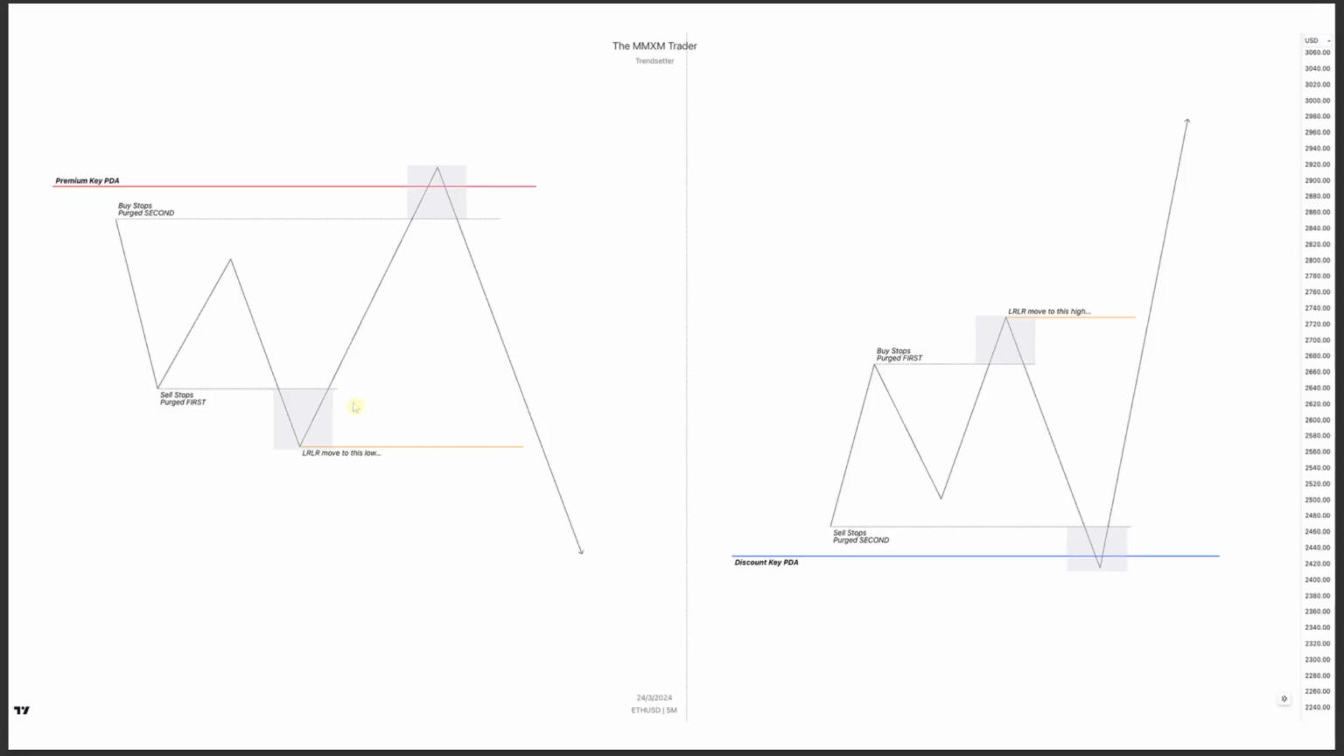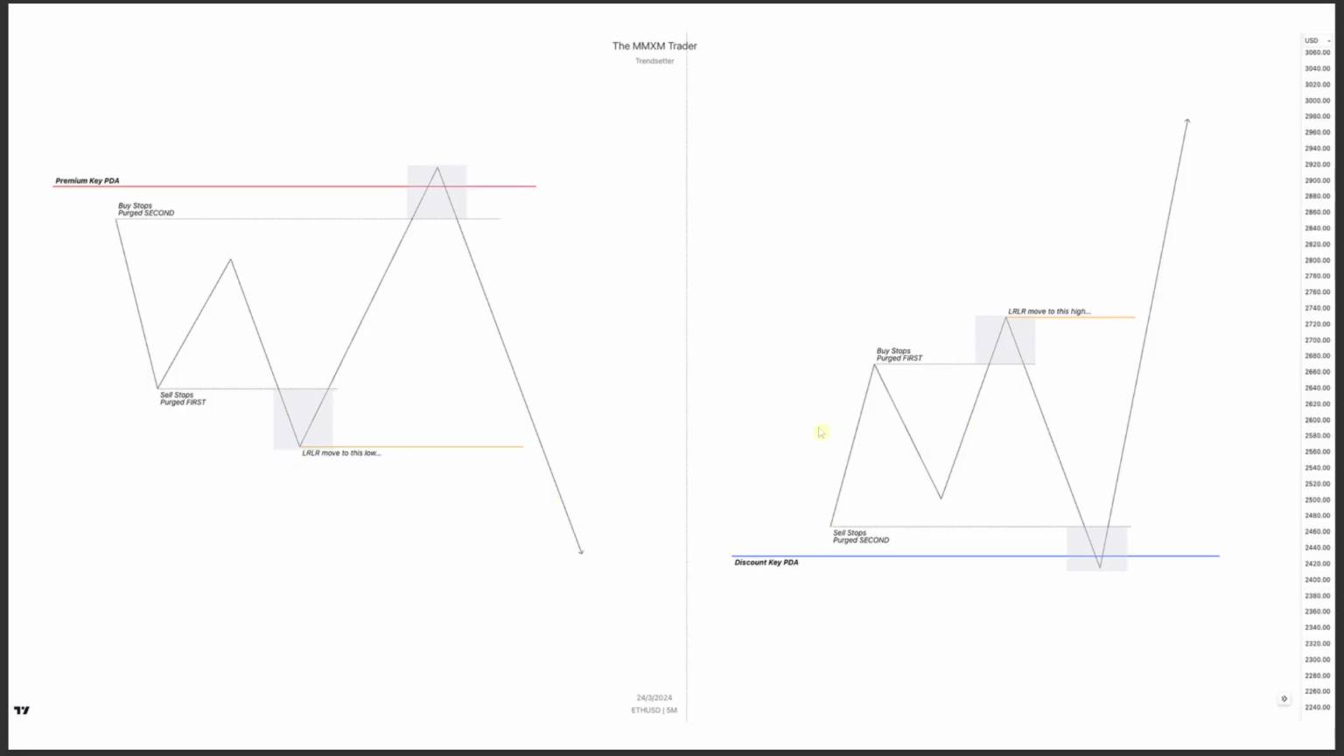Now when both sell stops and buy stops have been purged, aka the double purge, right, then the market makers will move the market in the real direction it wants to go with low resistance liquidity run. So now in a bearish scenario, first the sell stops, right, then the buy stops purged, which is a double purge, and then the LRLR happens to this low.